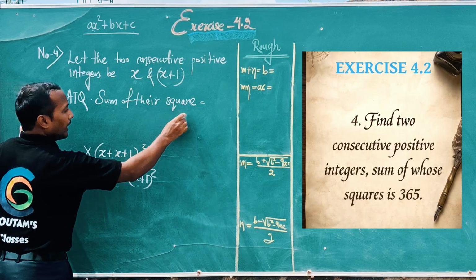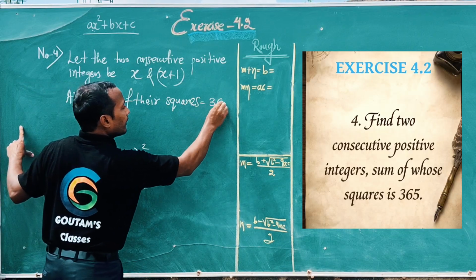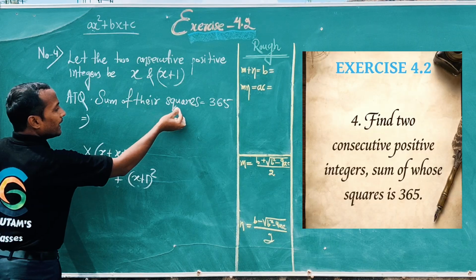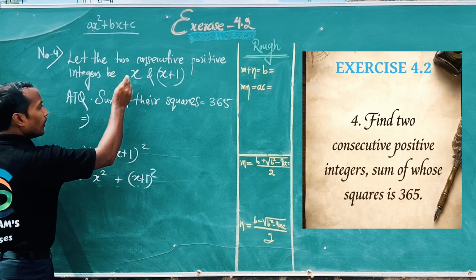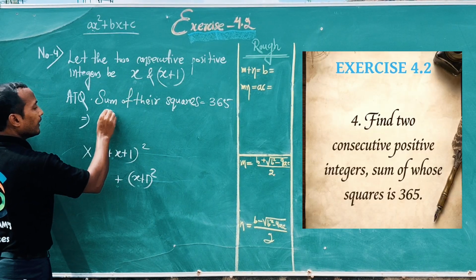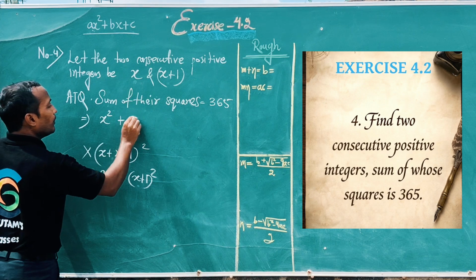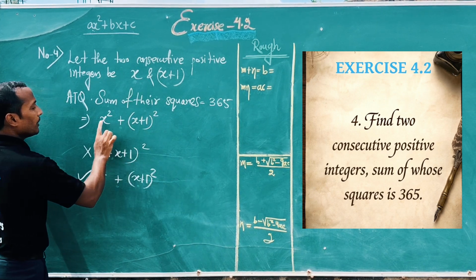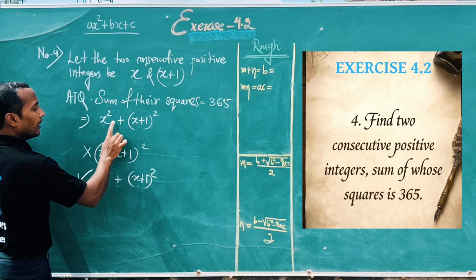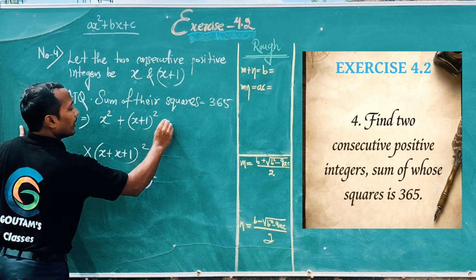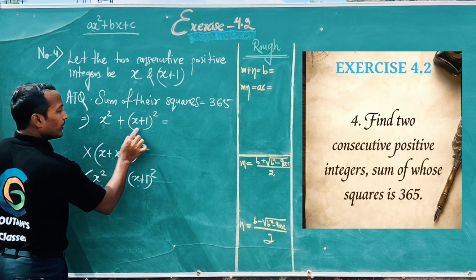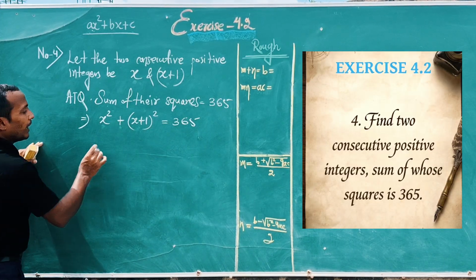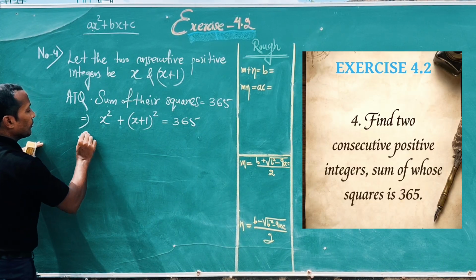So the sum of their squares is given as 365. Now sum of their squares means their squares will be added. What is the square of the first number? x square. What is the square of the second number? x plus 1 whole square. So first number square plus second number square is 365. So now I have x square plus x plus 1 whole square.